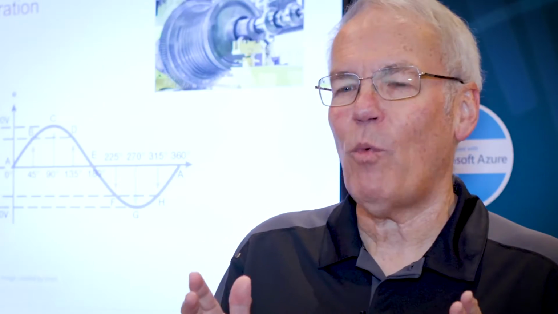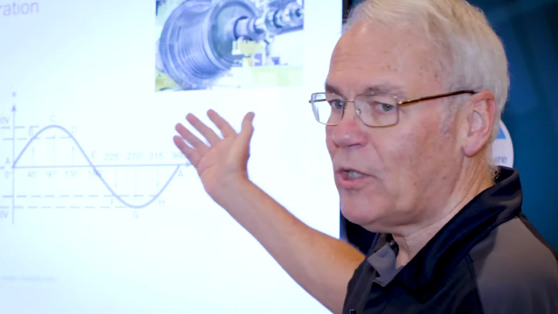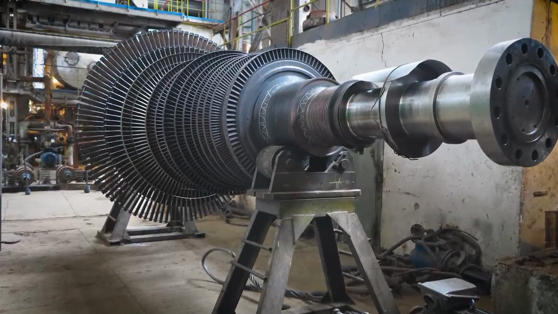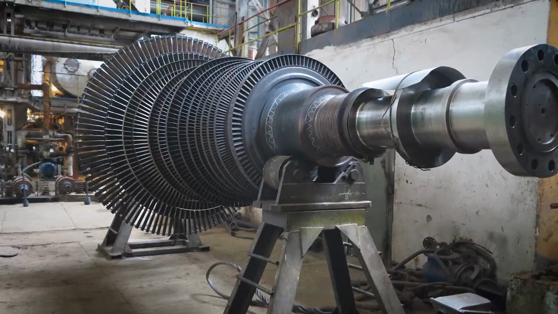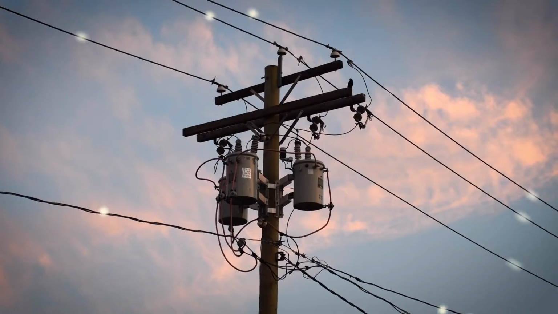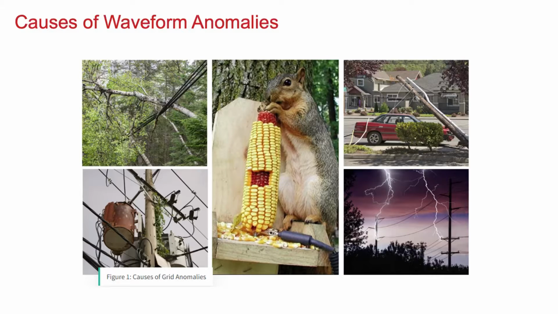First of all, you have to understand why the grid is so stable and how we can detect anomalies. The grid is so stable because the very large turbines and generators that are bigger than a 747 engine plane and weigh twice as much, over 800 tons, are behind the stability of the grid. So that keeps the waveforms absolutely stable, except when we have something like a storm, lightning, a squirrel, a bird, a car hitting a pole. Those cause anomalies in the waveform, and that's what we're trying to detect.